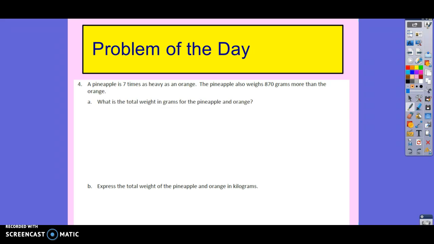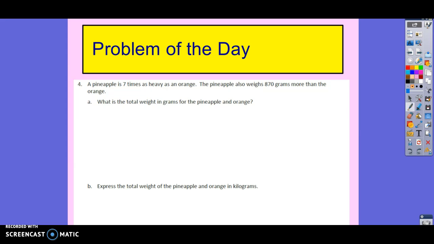Our problem today: a pineapple is 7 times as heavy as an orange. The pineapple also weighs 870 grams more than the orange. A, what is the total weight in grams of the pineapple and the orange? B, express the total weight of the pineapple and orange in kilograms. So we're going to be converting grams to kilograms.